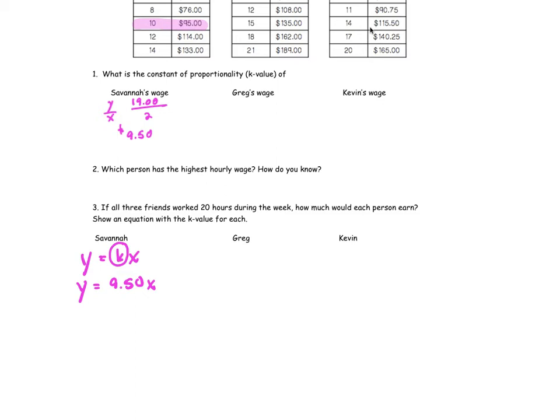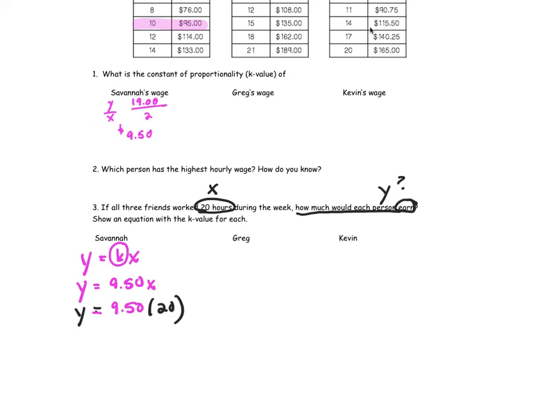So now we have to go back and look at the information that they gave us. They said if all 3 friends worked 20 hours during the week, how much would each person earn? So the information that they've given us is 20 hours. So they've given us information about the x variable. And they ask a question about how much they're going to earn. So what we don't know is the y value. So I'm going to leave the y alone because I don't know it. And we do know that the k value is $9.50. And they told us that it's 20 hours.